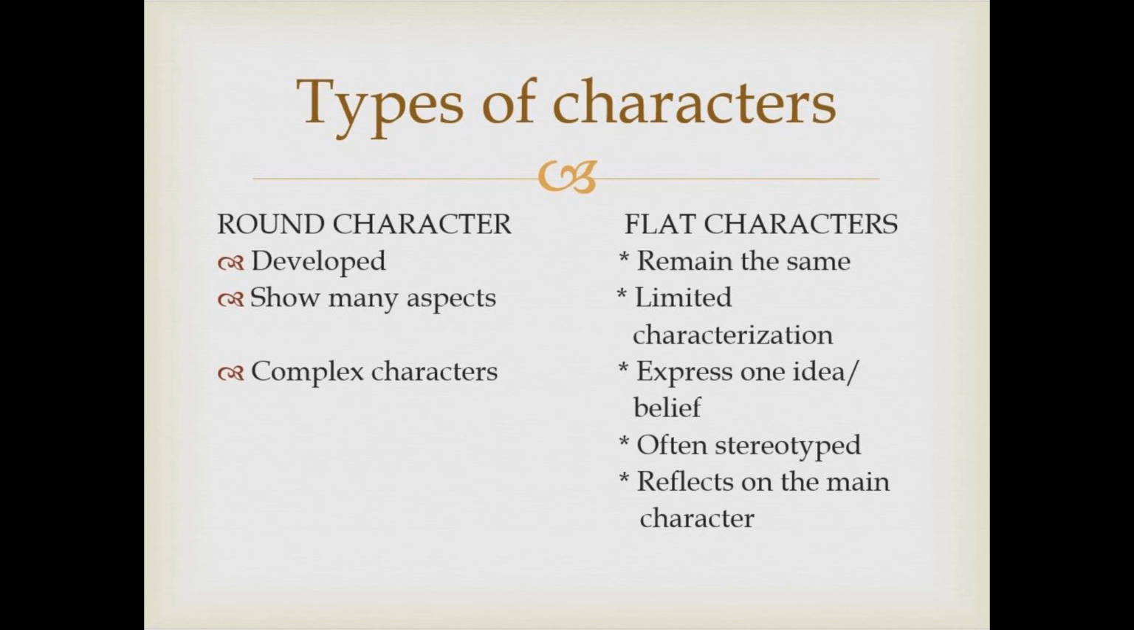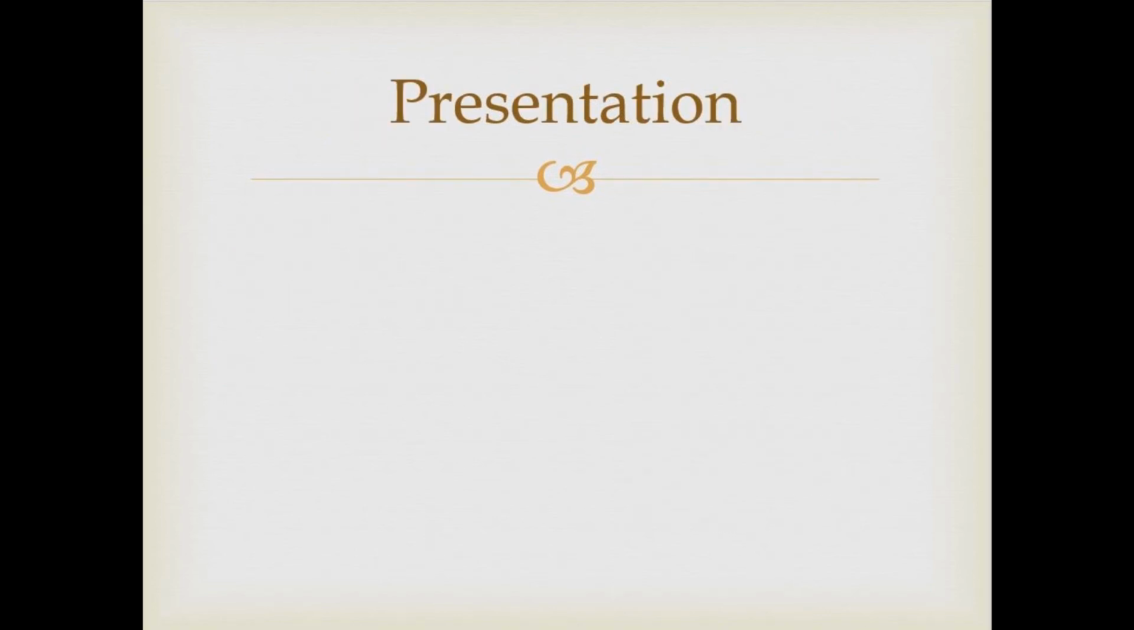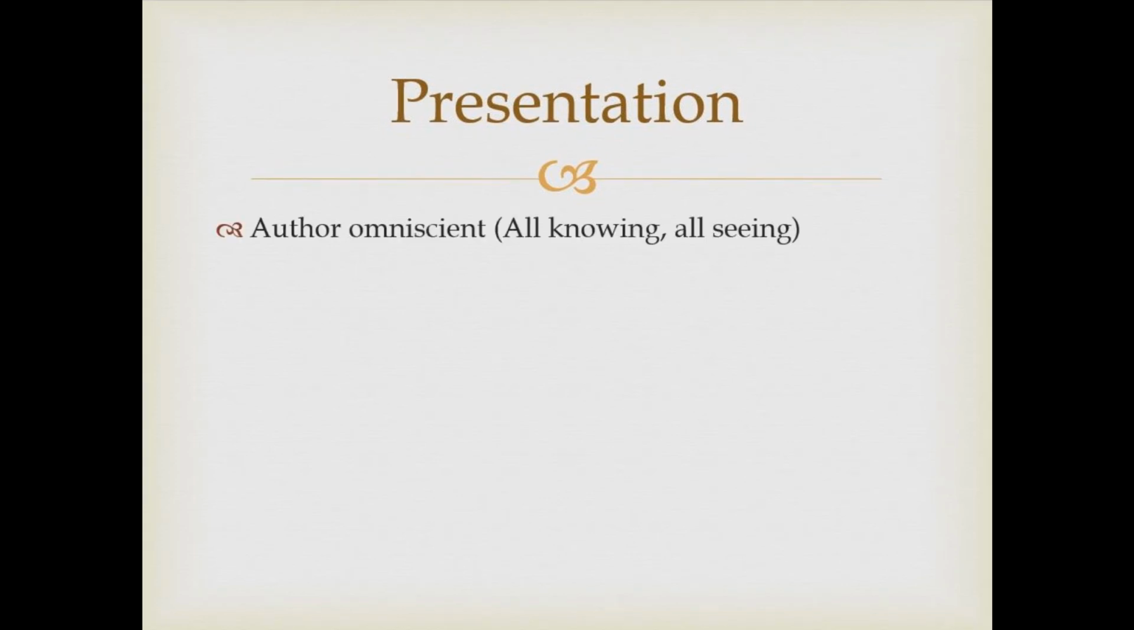Now we look at presentation. This is basically how the author decides to write his story and how much of the story is revealed to the reader. We have 4 ways of presenting. The first one is the author can decide to be omniscient. In other words, to be all-knowing and all-seeing. Example, in fantasy stories, we have an all-seeing, all-knowing God looking down on his or her creation and looking at the way that this creation develops and evolves and so forth.